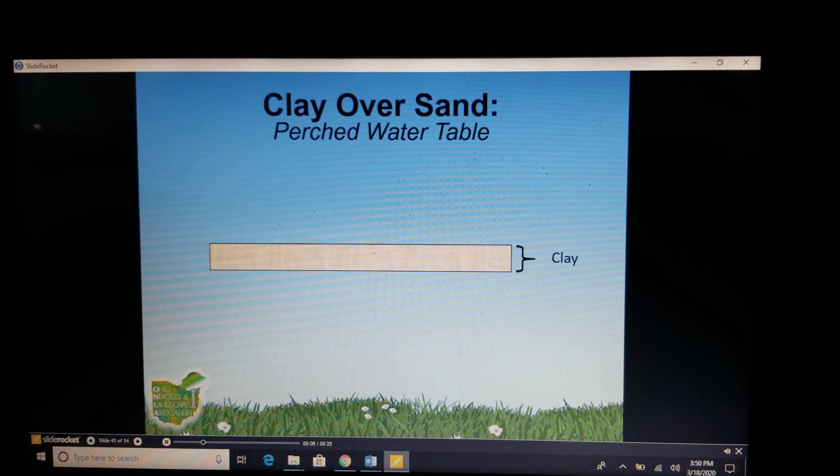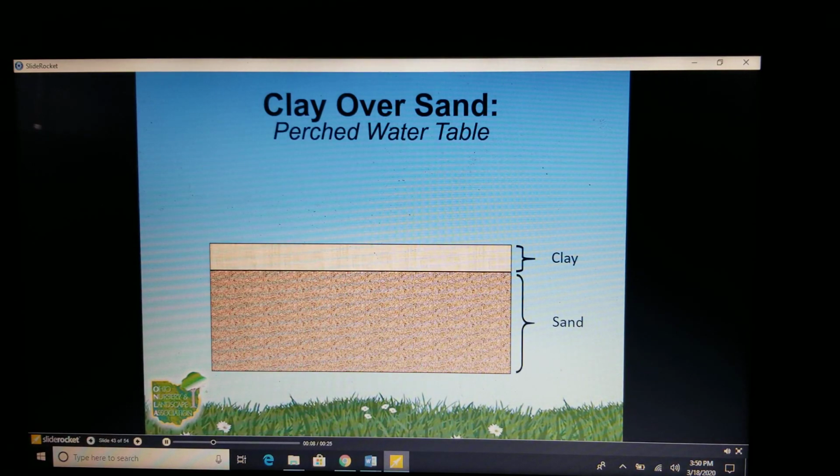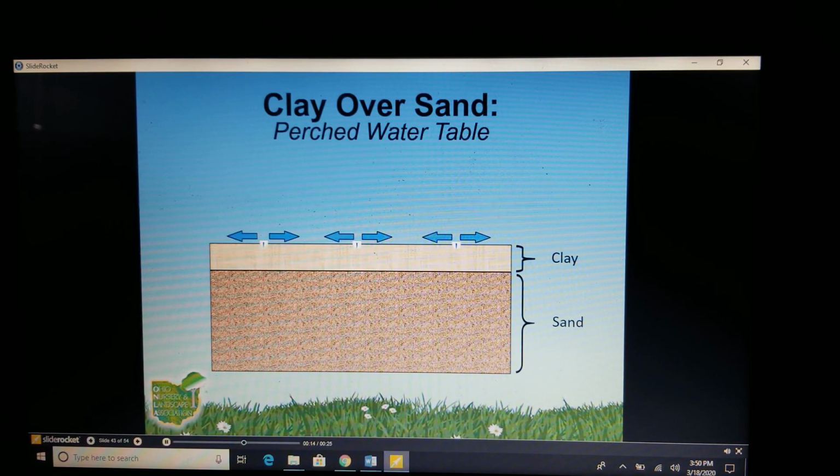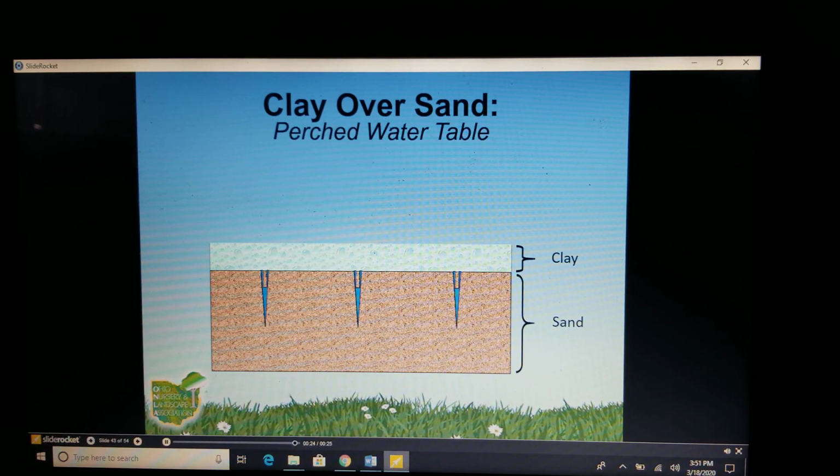If we have a layer of clay directly over a layer of sand, water will take time to infiltrate the clay simply because it takes longer for the water to move around the small particles. However, once the water has drained through the clay by gravity, the clay will hold on to more water than the sand. The clay will remain wet, creating a perched water table.